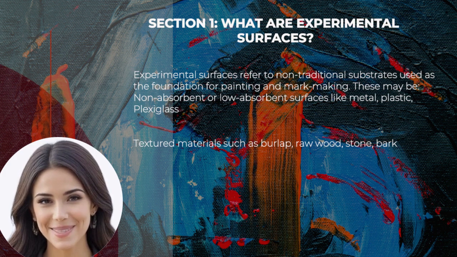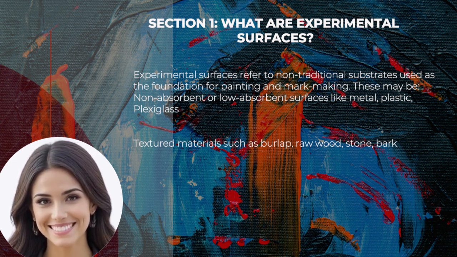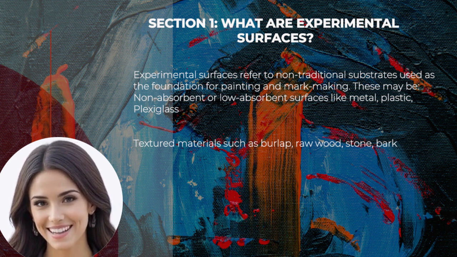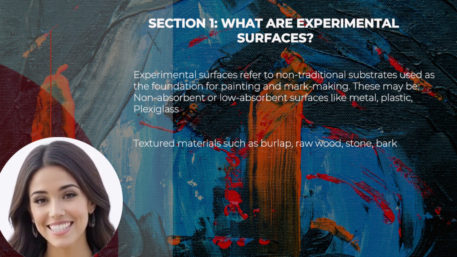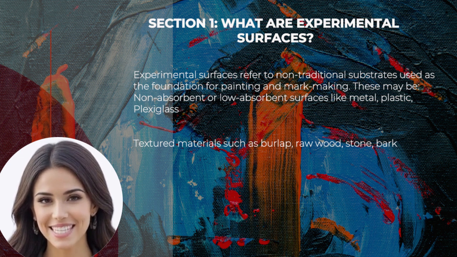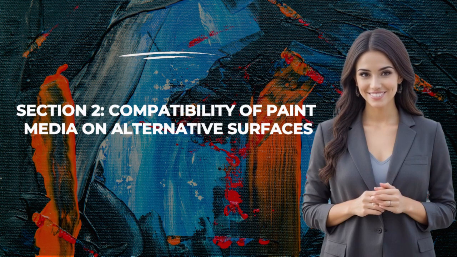Section 1. What are experimental surfaces? Experimental surfaces refer to non-traditional substrates used as the foundation for painting and mark making. These may be non-absorbent or low-absorbent surfaces like metal, plastic, plexiglass, textured materials such as burlap, raw wood, stone, bark, repurposed objects like cardboard, old books, vinyl records, X-ray films, synthetic materials like polyester film, mylar, PVC panels. Each surface demands its own preparation strategy and painting approach, influenced by porosity, flexibility, texture, and chemical compatibility with the medium.